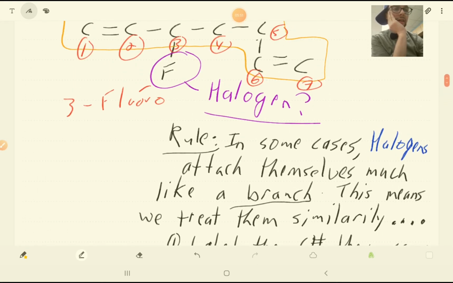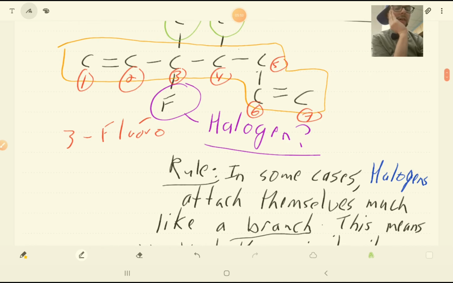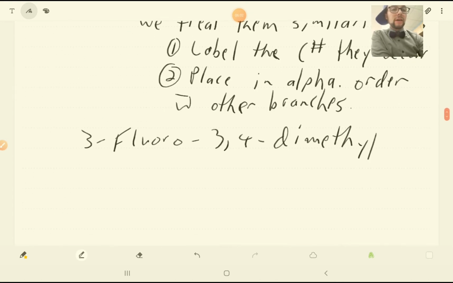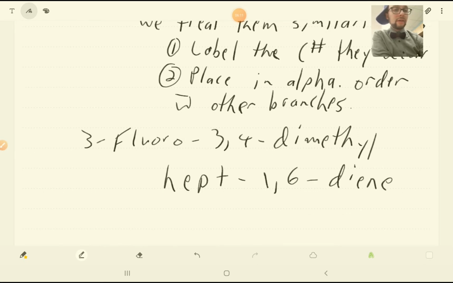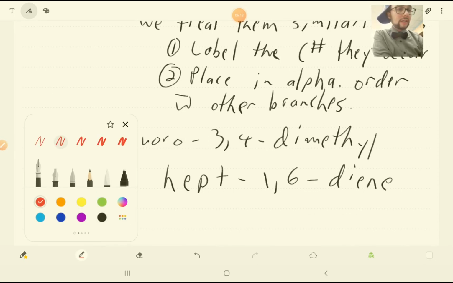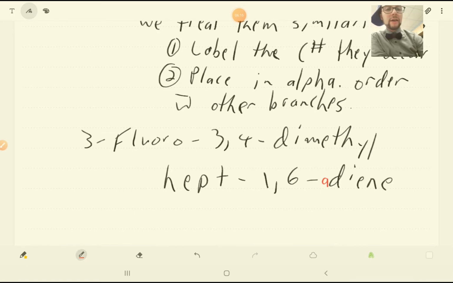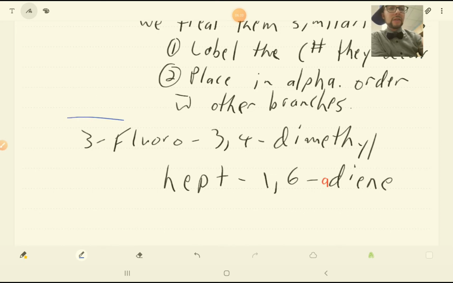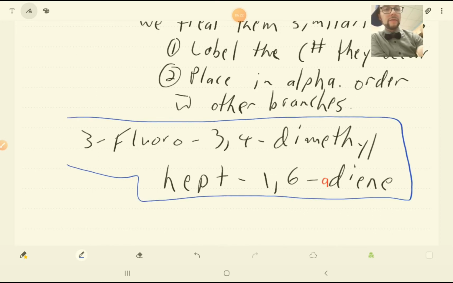And then looking at the parent chain, there are 7 carbons. There are 2 double bonds. So we'll go from 1 to 2 and 6 to 7. So it'll be hept-1,6-heptadiene, or heptadiene. And again, like I said, in some cases, they'll put the A over here as well. But we're not too picky about that. So this is the full name of the compound above.